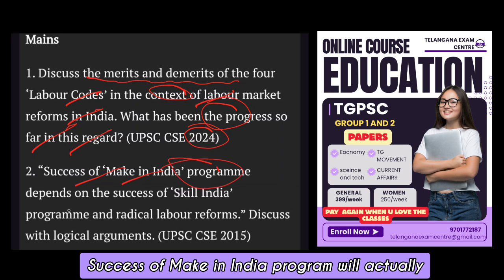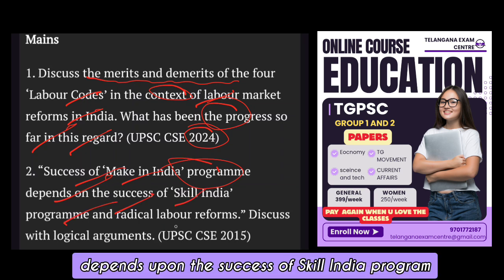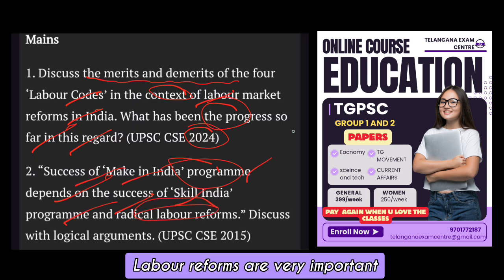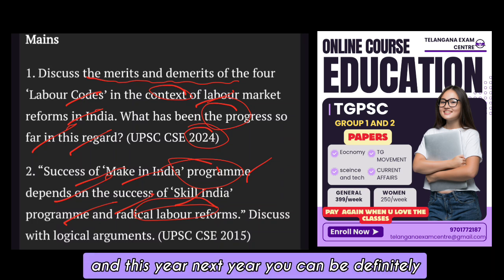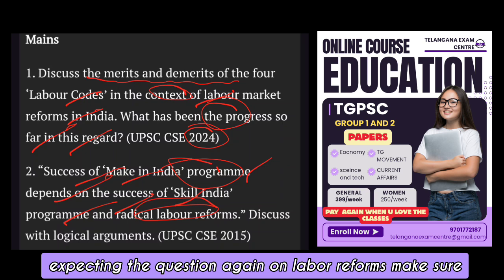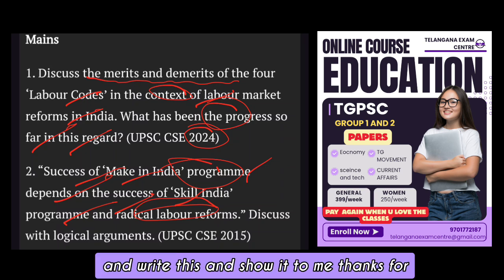The success of the Make in India program will actually depend upon the success of the Skill India program and radical labor reforms. Labor reforms are very important. They have been asked 2 times, and this year or next year, you can definitely expect the question again on labor reforms. Make sure that you are prepared, and write this and show it to me.